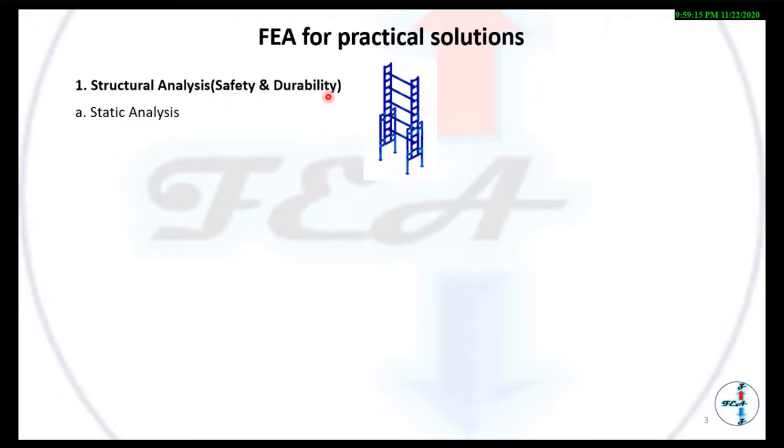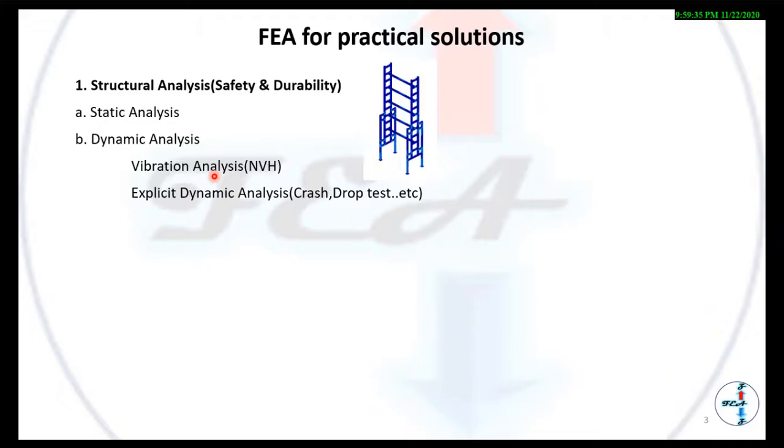By considering these two things, it falls under two types. One is static analysis and the other is dynamic analysis. In static analysis, we are dealing with the structure at static condition, so it will not move. And dynamic analysis falls into two different types: implicit dynamics and explicit dynamics. Well, coming to implicit dynamics, we have vibration analysis like NVH, noise, vibration and harshness. And in vibration analysis there are more load cases and more options, which you will see later in detail.